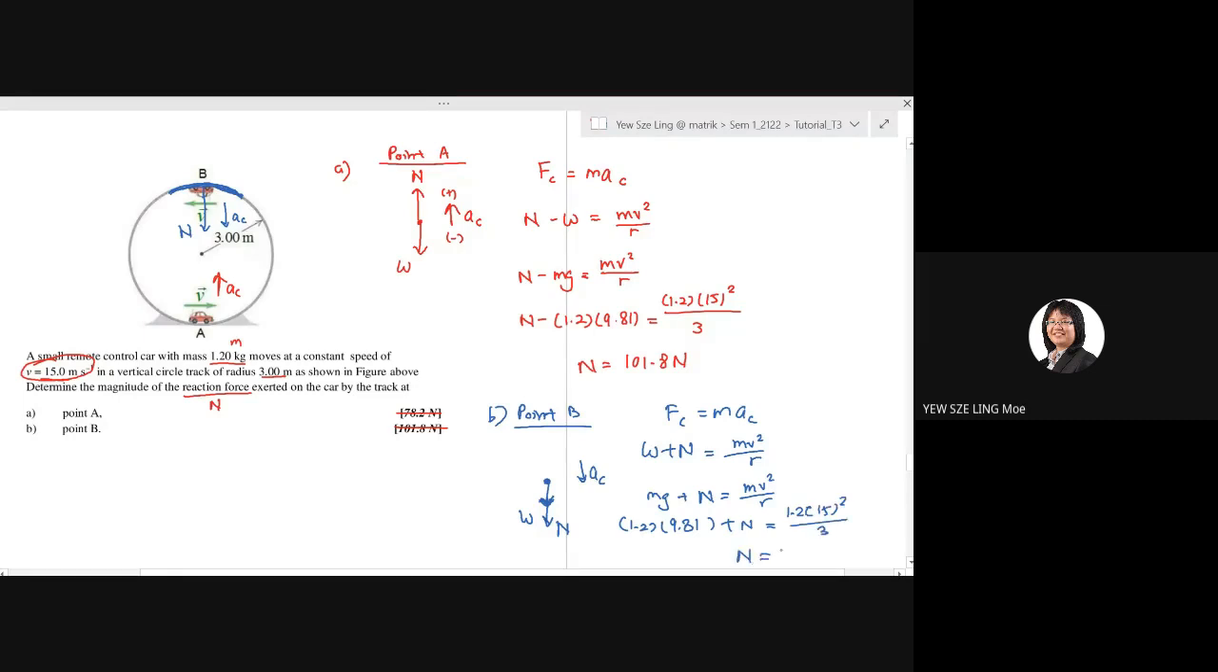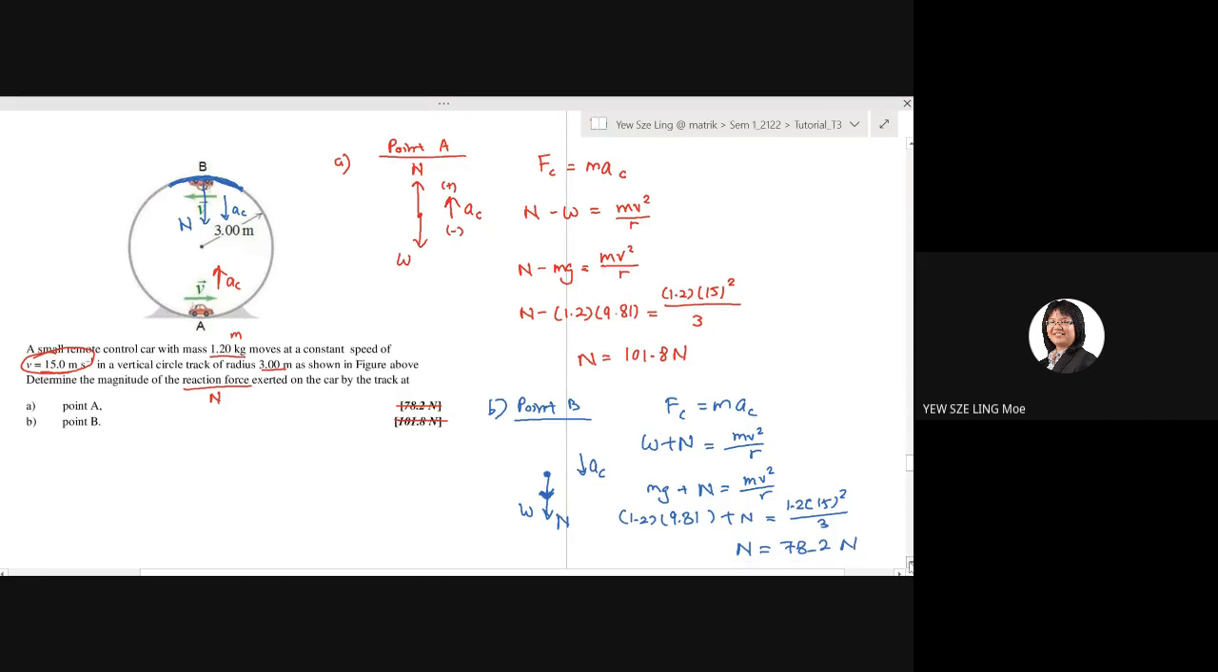Normal force is then equal to 78.2 Newton. Okay, 78.2 Newton. So that is the answer for the second question.